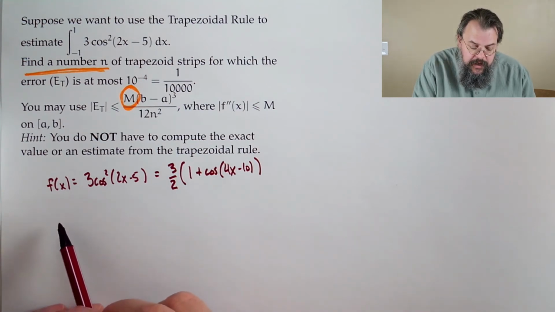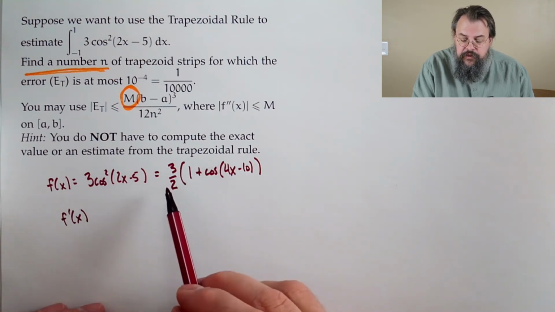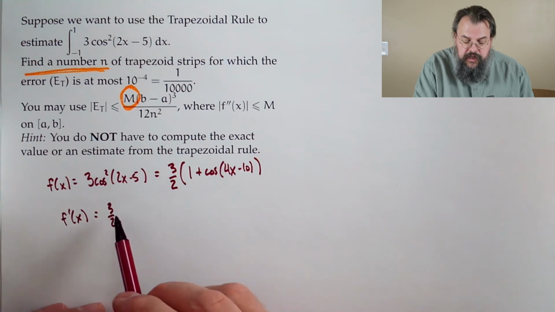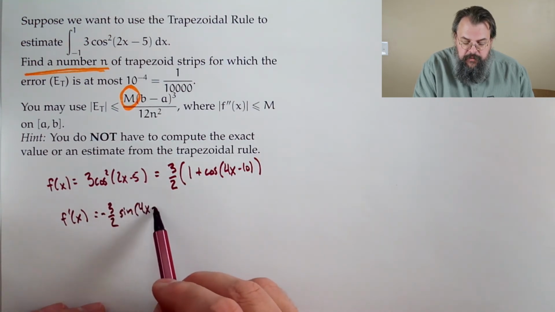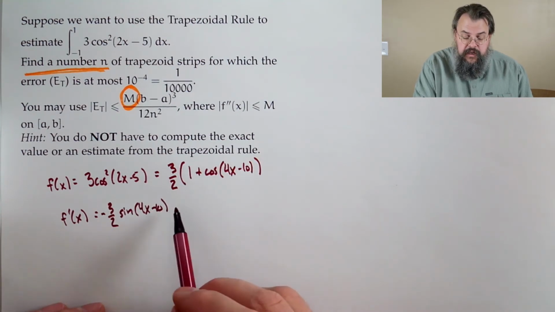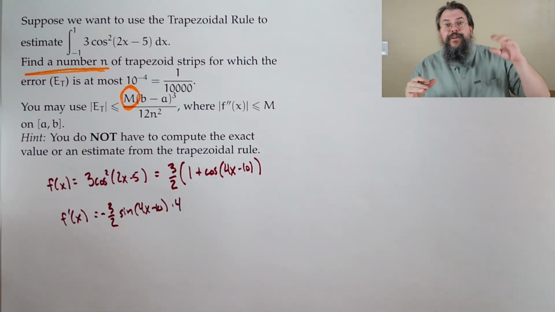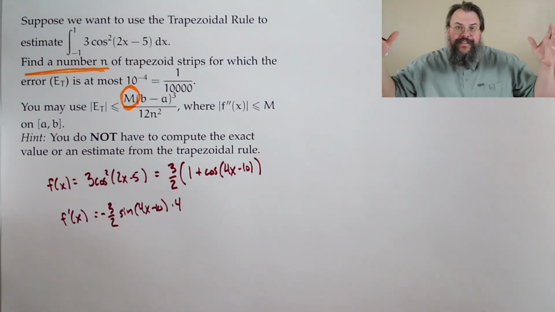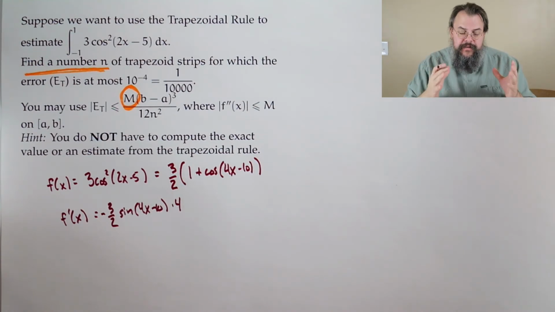So why do I say that? Well, let's take a look at the derivative. That constant goes away, so it's 3 halves. The derivative of cosine is negative sine of 4x minus 10 times the derivative of the inside, which is 4. And that's it. There's no 2 coming down, then a cosine times a sine, and it starts getting bigger. Nope. Because we simplified it, the derivative is simpler.